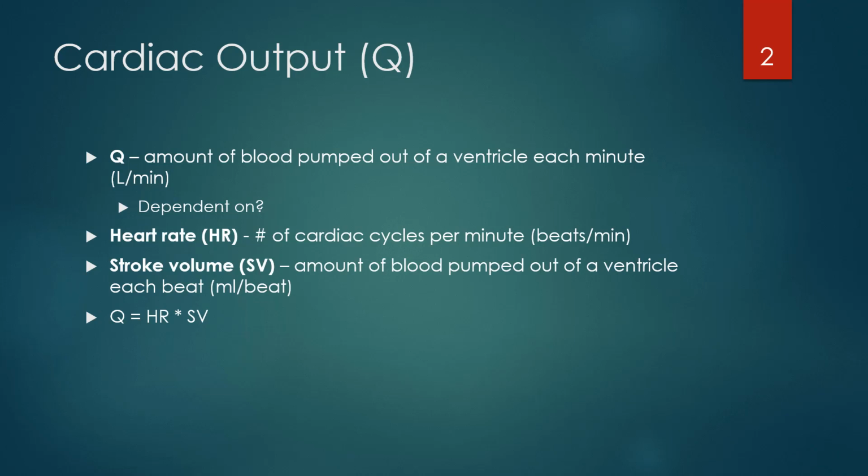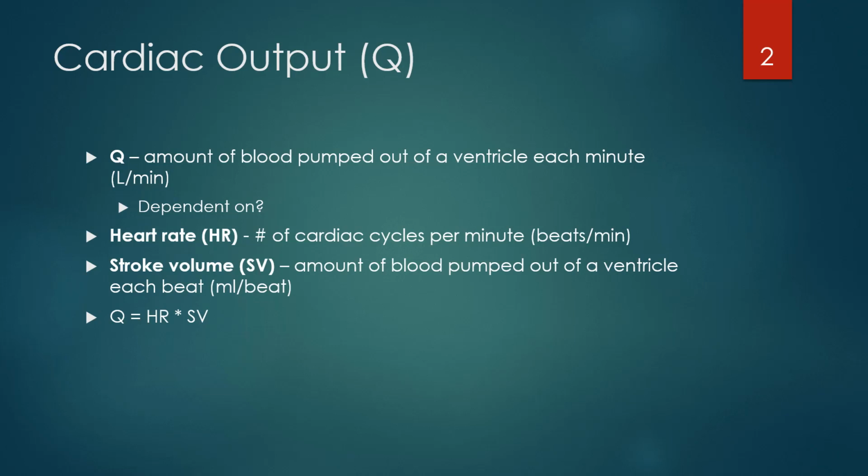I'm sure you know what cardiac output is. If not, cardiac output, commonly abbreviated by Q, is the amount of blood pumped out of a ventricle each minute. Units are commonly in liters per minute, and that amount, the cardiac output, depends on two things. It's going to depend on the heart rate, which is basically the number of times the heart beats per minute, or more specifically, the number of cardiac cycles in a minute, and that's given in units of beats per minute.